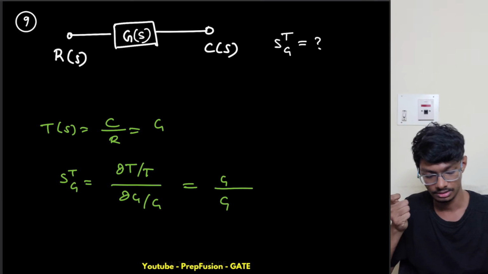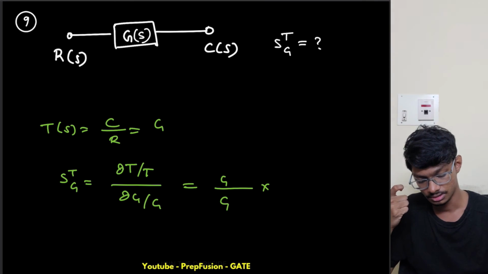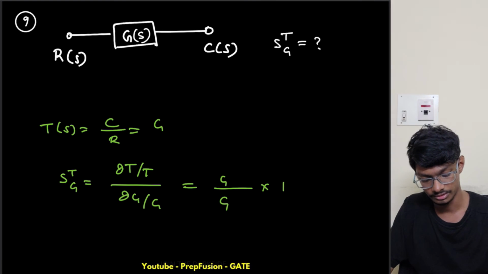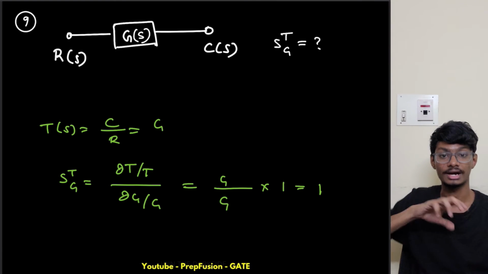T is G only, right? And what is delta T by delta G? Delta T by delta G is 1 only. Differentiation of this is 1 only. So into 1. I'm doing this quickly. So we get 1. Okay. So this is the highest sensitivity, right?